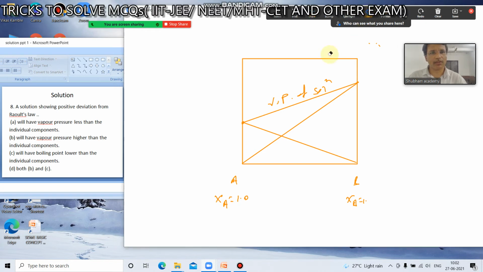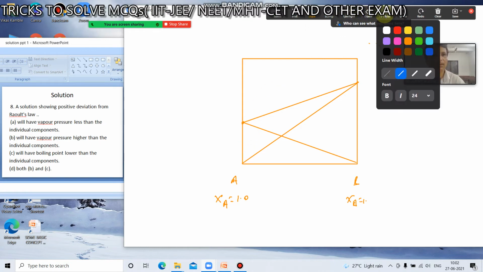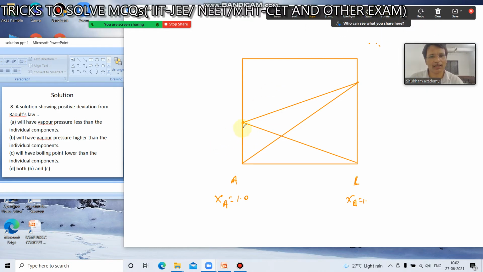And suppose the vapor pressure is greater than this, meaning we will get a higher vapor pressure. That means for A we'll get a higher vapor pressure like this, for B like this, and for the solution also like this. So this indicates the positive deviations. That means there are weak intermolecular forces and the boiling point will be less.